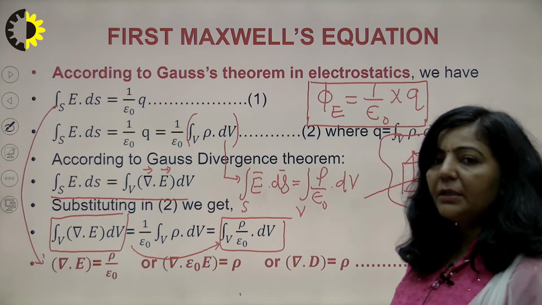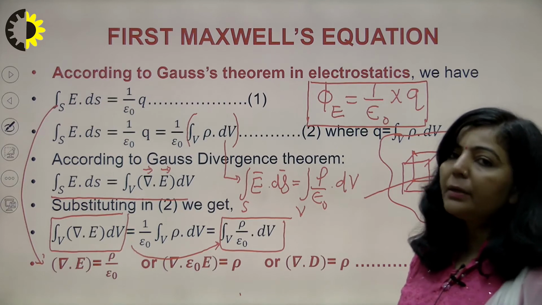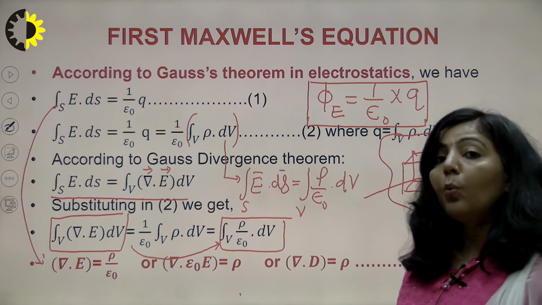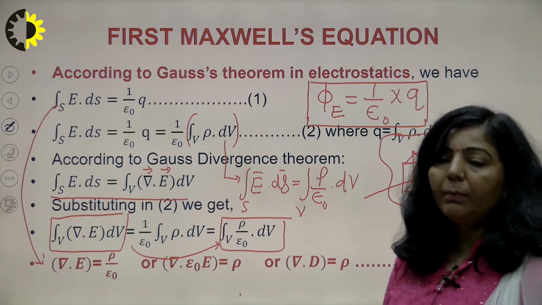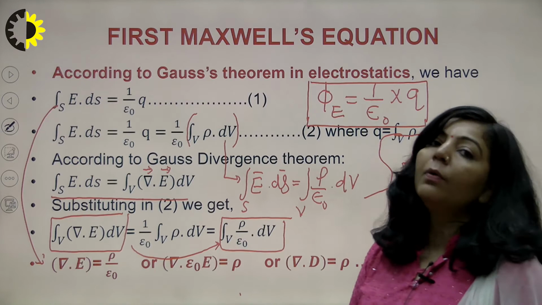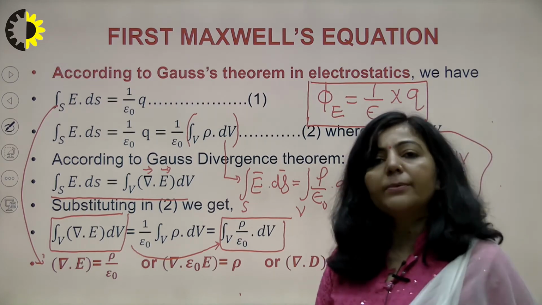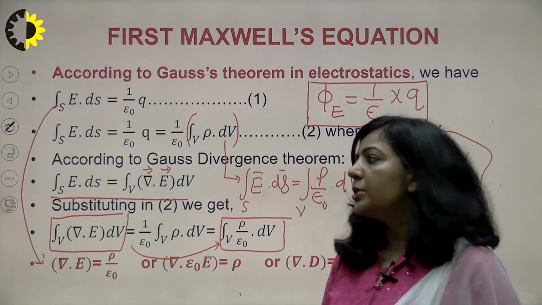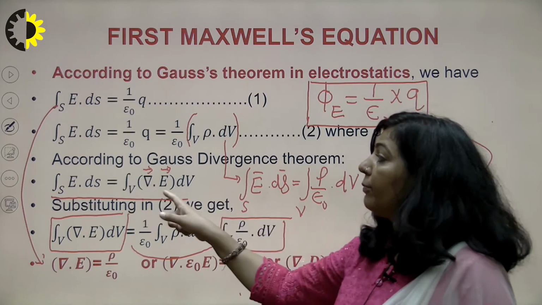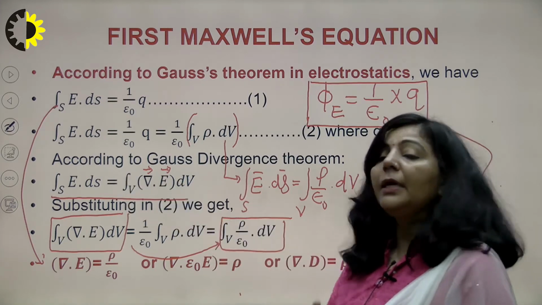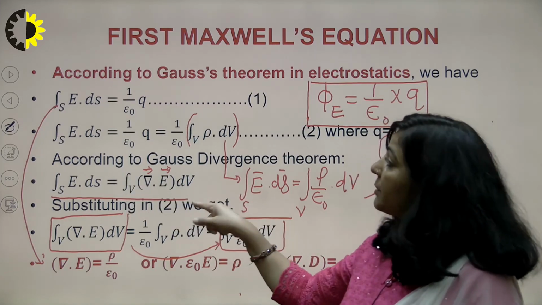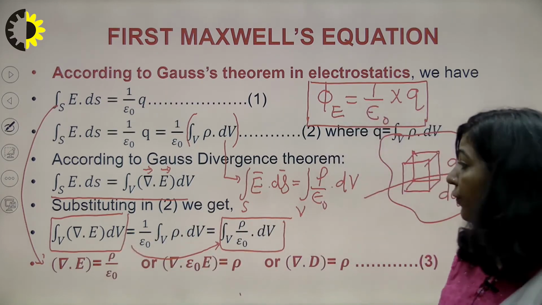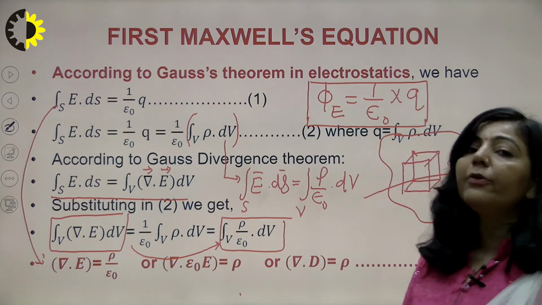You have a surface integral on the left hand side and a volume integral on the right hand side. So if you want to compare those two terms, you have to convert the lower integral into a higher integral. That means you have to convert this surface integral into a volume integral, and you have the Gauss divergence theorem which can convert a surface integral into a volume integral. So we have applied that theorem, and from there you get the surface integral of E as the volume integral of divergence of E. Now substitute back in this equation, then you get the volume integral of divergence of E equal to the volume integral of rho by epsilon naught.